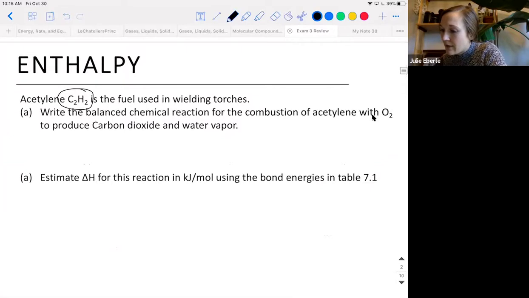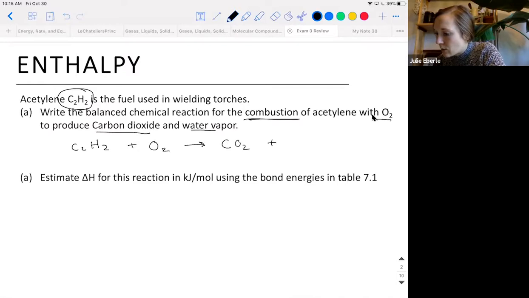And we're going to write a balanced chemical reaction for the combustion of acetylene with oxygen, and our products are going to be carbon dioxide and water. So you have C2H2, oxygen as our other reactant, and we're going to get CO2 and water, and we also have to balance it. So we have 2 carbons on the reactant side. We need 2 on the product side. So I'm going to put a 2 in front of CO2.